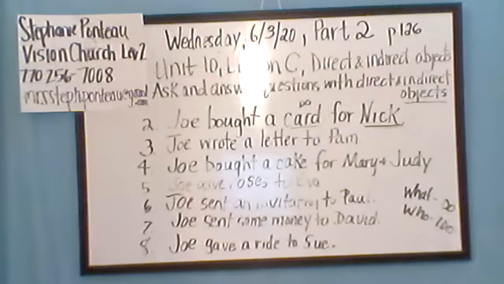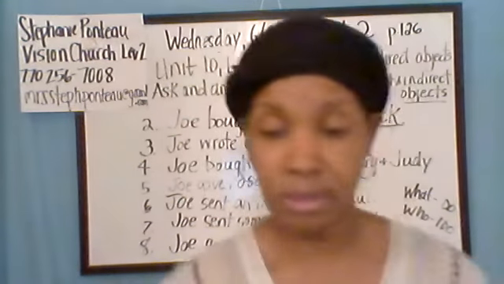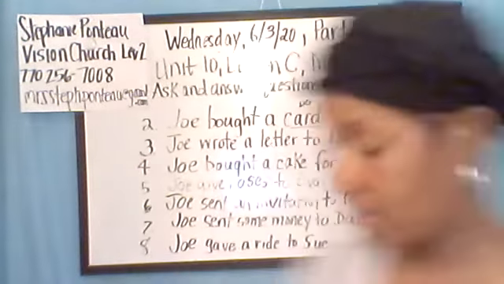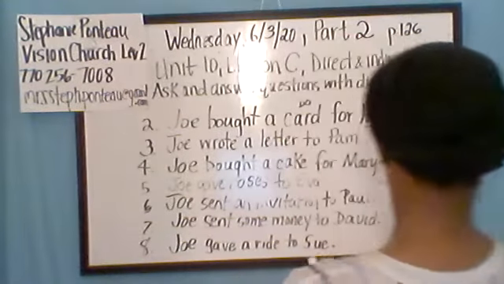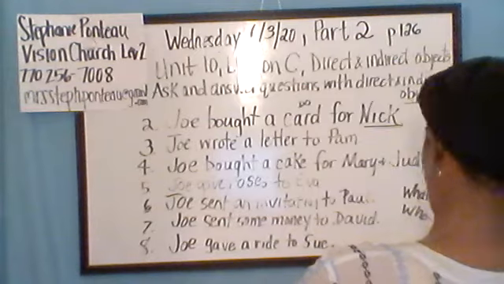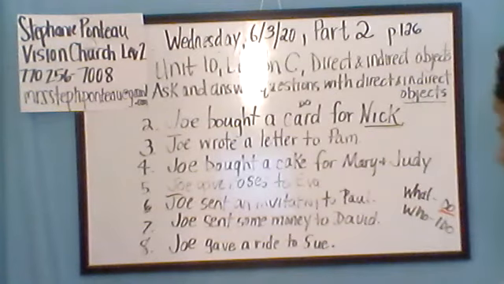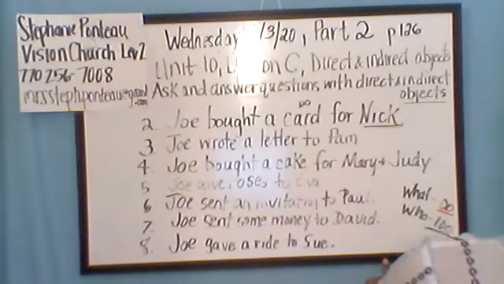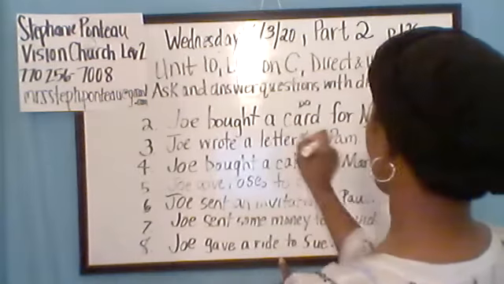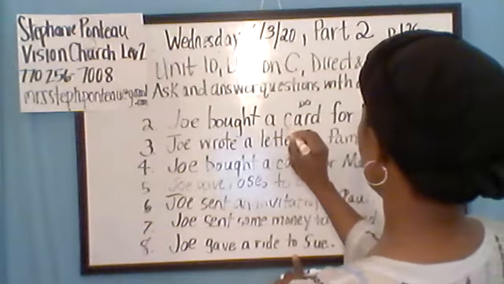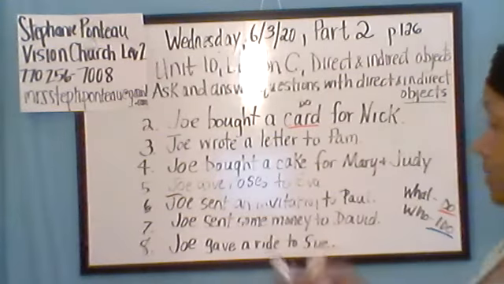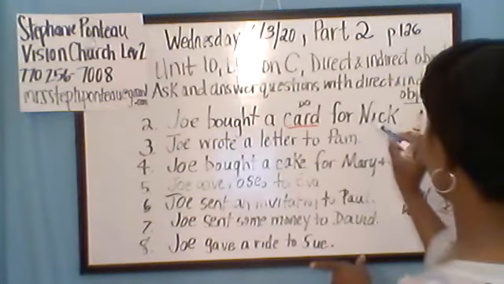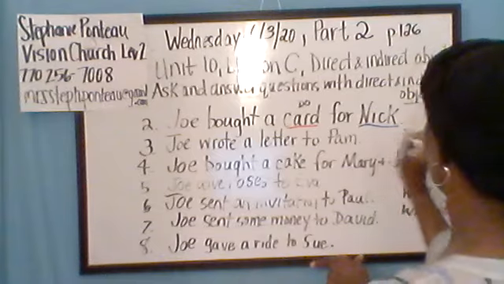So this is what I'm going to do. I'm going to get my red and blue Sharpies. And I'm going to make the direct object red and the indirect object blue. So direct object red, just so you can remember. And the indirect object, I'm going to underline with the blue, okay? So the direct object is red in this sentence. Underline it. The indirect object is Nick because he received the direct object, okay?